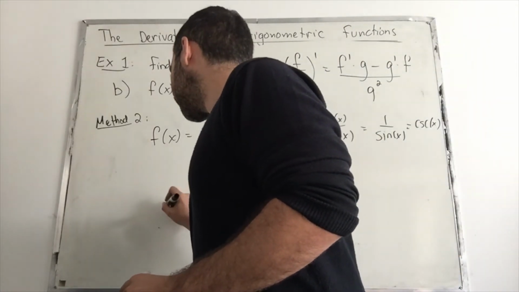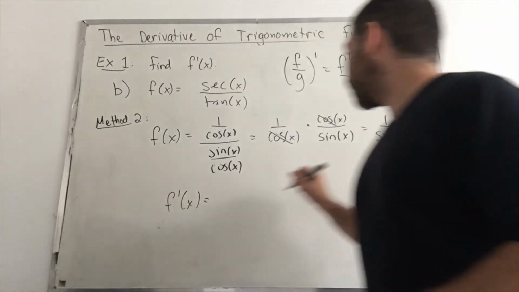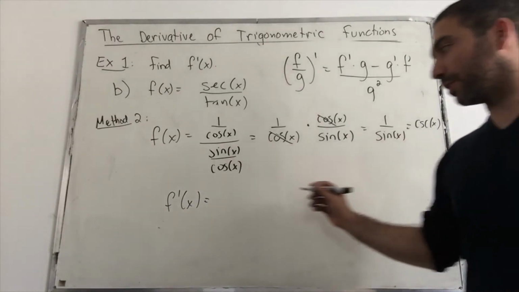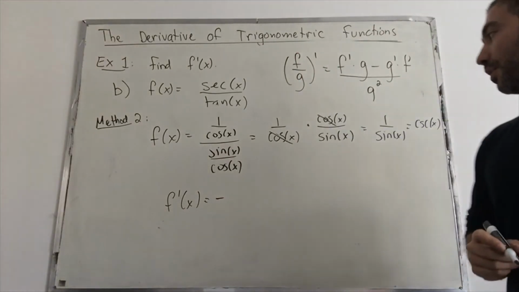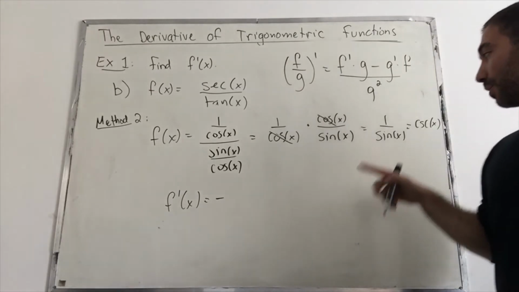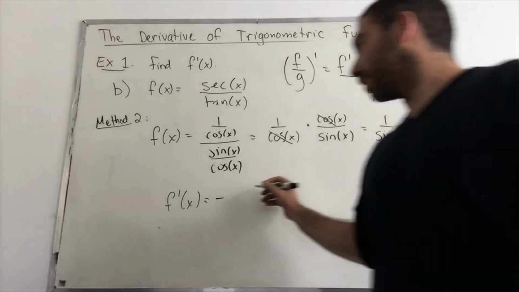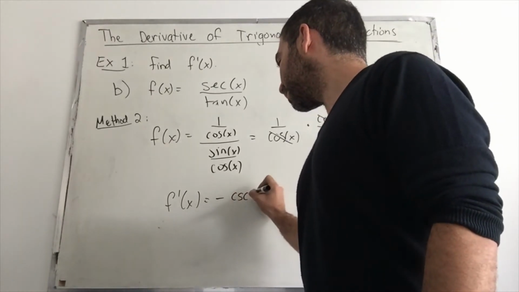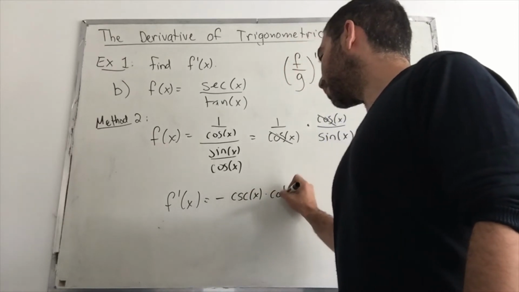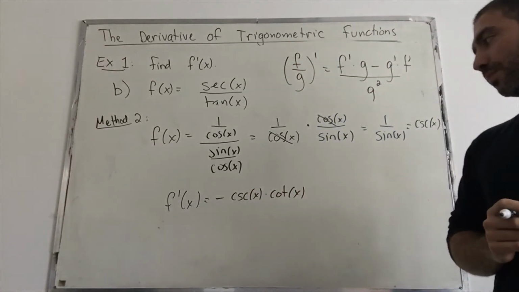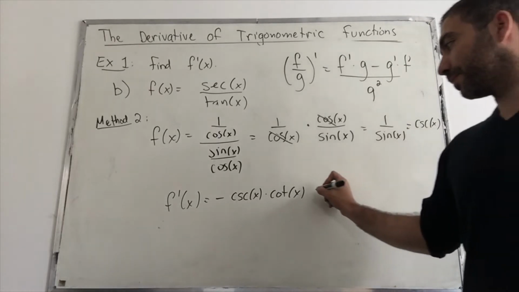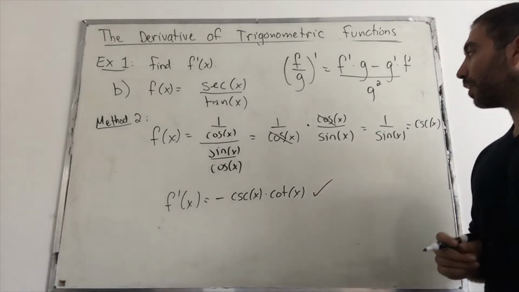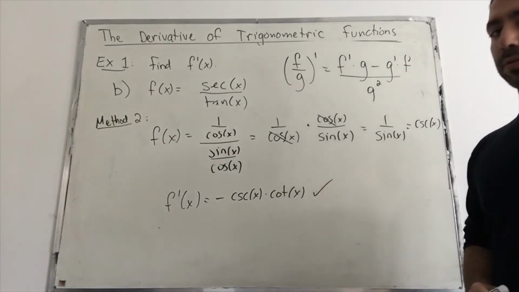So f prime of cosecant, it starts with a c, so we know there's going to be a negative. And the derivative of secant is secant tan, so the derivative of cosecant is negative cosecant cotangent. And this is the answer, and this is equivalent to the other one.